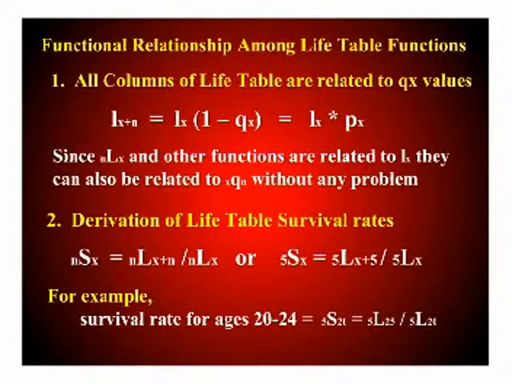Since nLx and other functions are related to small lx, they can also be related to nqx without any problem. The second important relationship with other functions of the life table is the life table survival rates. nSx equal to nLx+n divided by nLx. For example, for a particular age, 5Sx equal to 5Lx+5 divided by 5Lx for a life table constructed for 5-year age intervals.